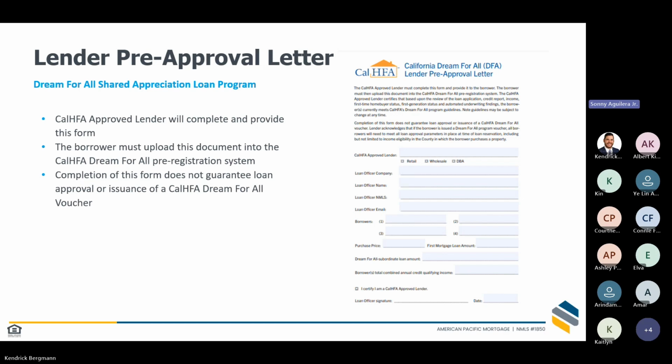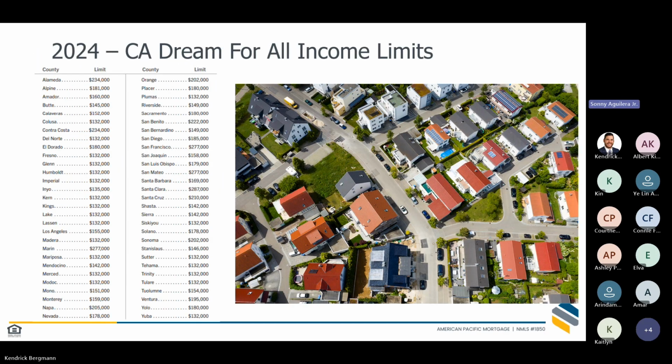Now, one thing that has changed as well are the income limits for the Dream. Cal HFA, the My Home program, has a different income limit than the Dream. The Dream is slightly lower in many of the cases. For example, Santa Clara County on the My Home has a $300,000 income limit. However, for the Dream, it's slightly lower at $287,000.